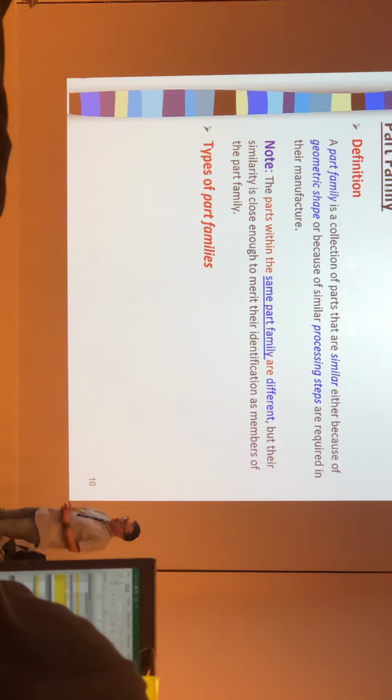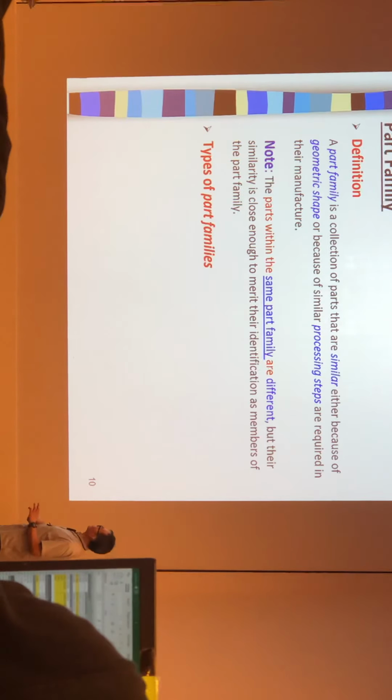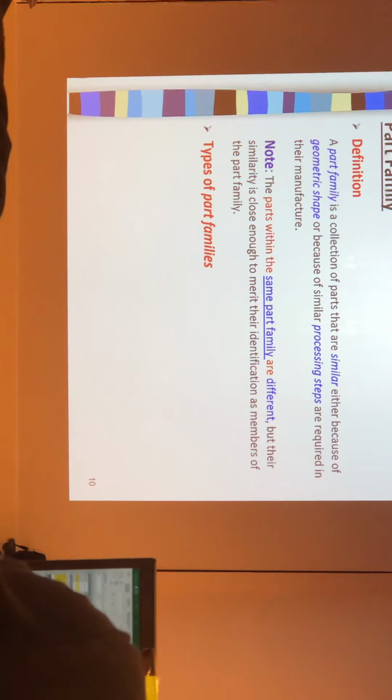There is a note we need to be aware of. The parts within the same family, either design or manufacturing family, are actually still different. They are not the same. But their similarity is close enough to merit their identification as a part family. We take advantage of similarity, not exactly the same. Types of part family were already mentioned. This is a summary: it could be design, it could be manufacturing, it could be both.